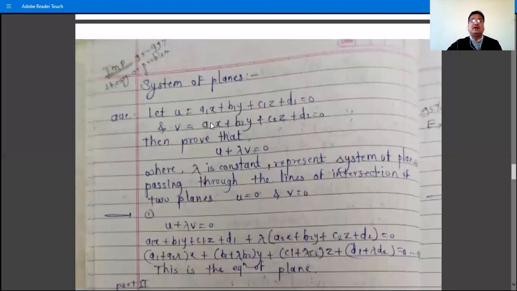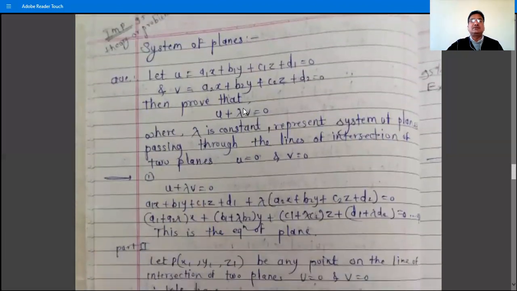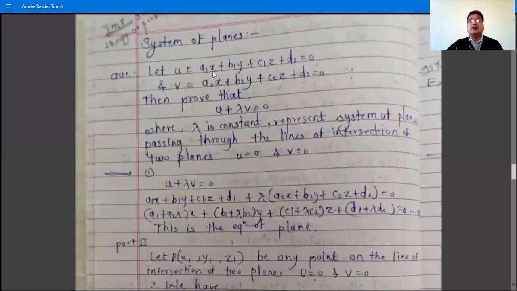Next is again an important point, that is, system of planes. So the question is, the equation of a plane is A1x plus B1y plus C1z plus D1 is equal to 0, and another plane equation is A2x plus B2y plus C2z plus D2 is equal to 0. Suppose this is denoted by U and this is denoted by V. Then prove that U plus lambda V is equal to 0, where lambda is any constant, represents a system of planes passing through the line of intersection of the two planes, U is equal to 0 and V is equal to 0.